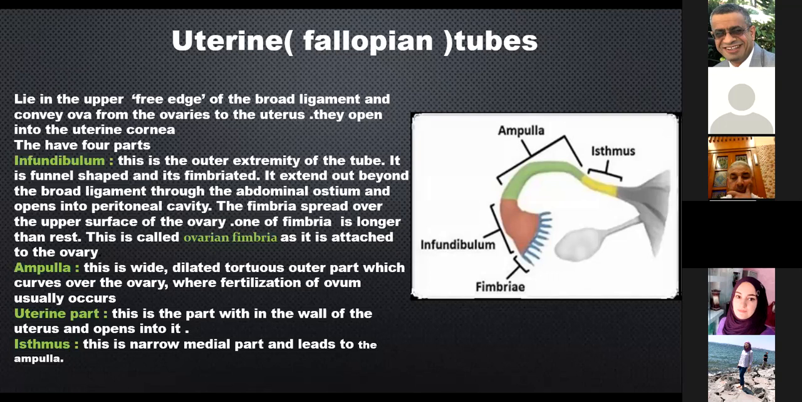The ampulla is the common site of ectopic pregnancy. This is the wide, dilated, tortuous outer part, which curves over the ovary, where fertilization of the ovum usually occurs. And there is the uterine part close to the cornua. This is the part within the walls of the uterus that opens into it. The isthmus is a narrow medial part that leads to the ampulla.